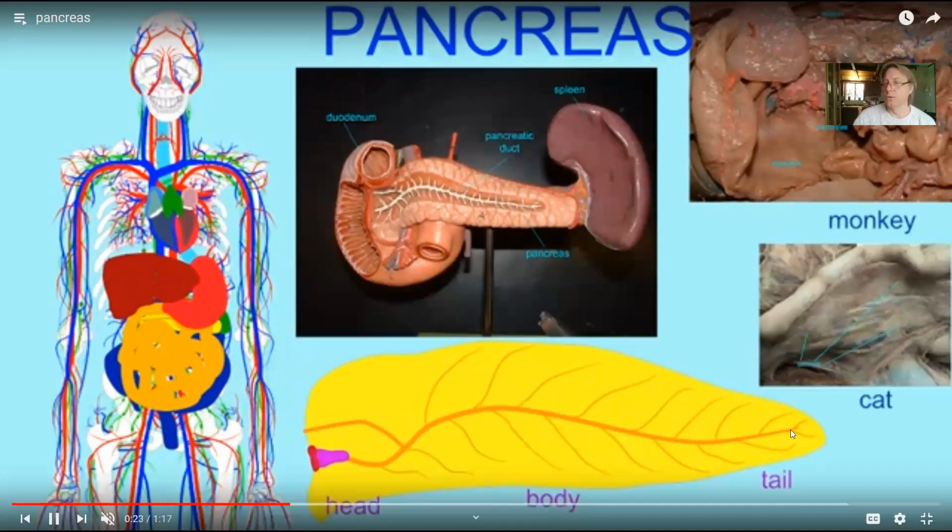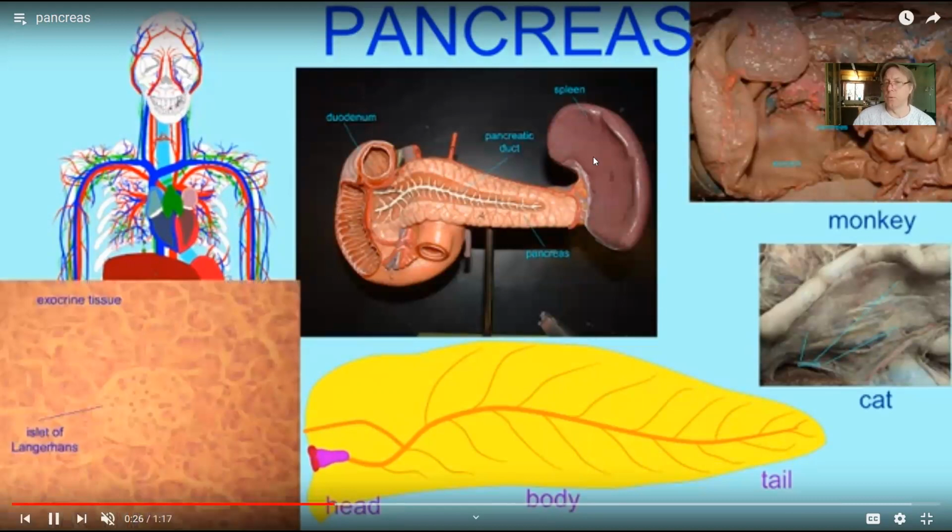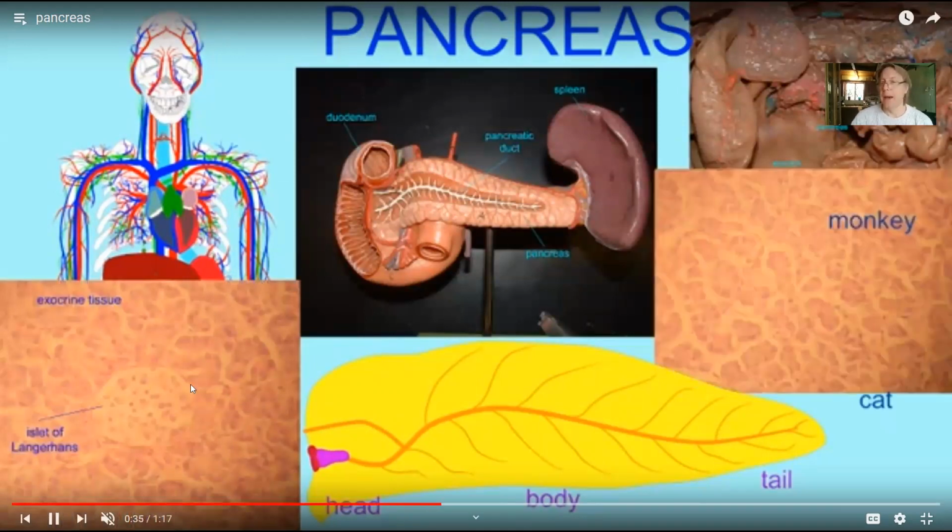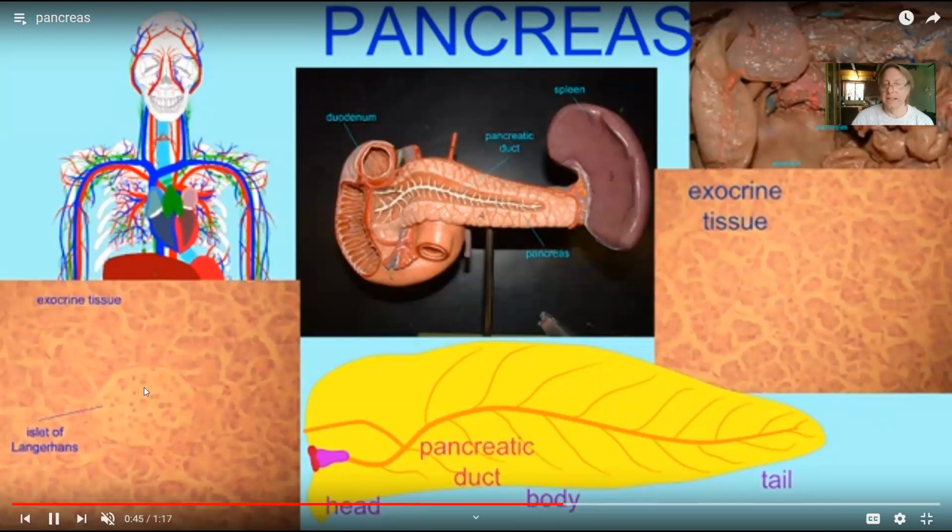So it narrows as it forms the tail on the left side of the body where the spleen is. While most of the pancreas is exocrine tissue, making digestive enzymes, about 1% of the cells are also endocrine. So there are these islets of Langerhans which make insulin and glucagon. And so there's also an endocrine pancreas.